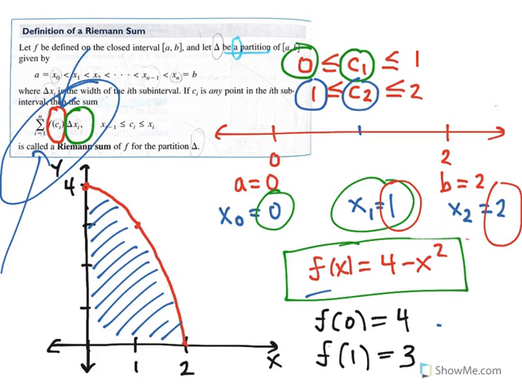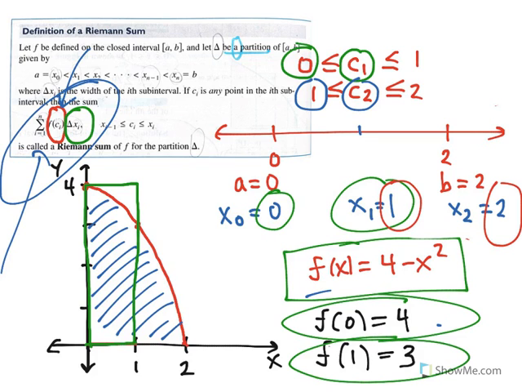But in the context of this problem from Calculus AB, the width of each subinterval tells you the width of a rectangle. And let me draw a rectangle here on the first subinterval whose height will be 4 units and whose width is 1 unit. And let me draw a rectangle on my second subinterval whose height will be 3 units and whose width will be 1 unit.